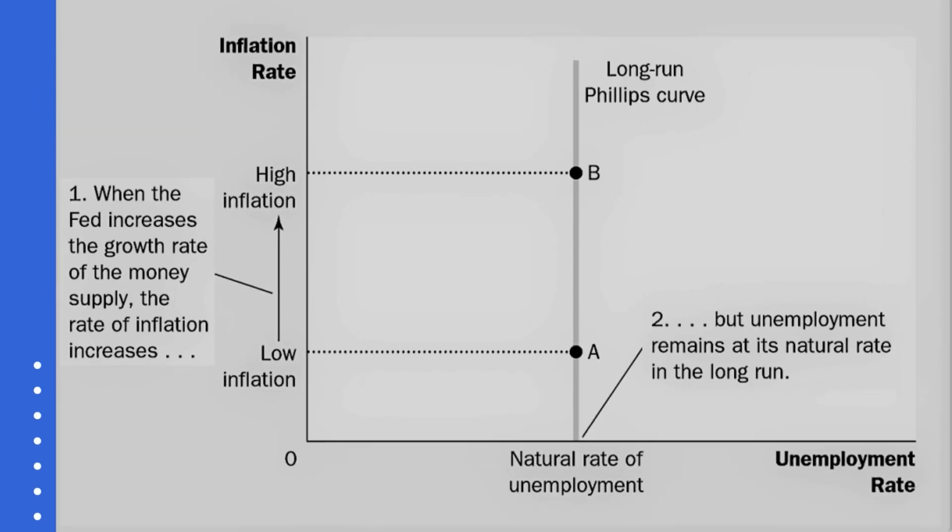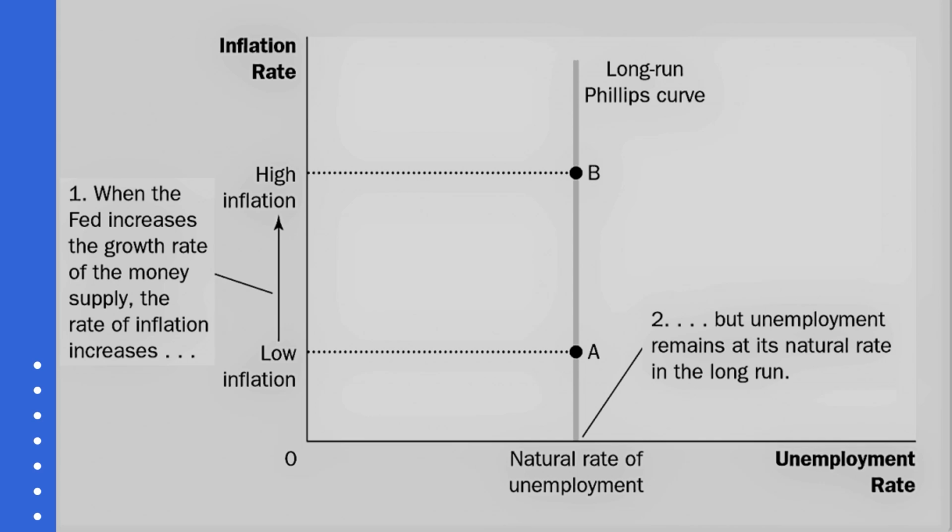Now let's take a deeper look at how inflation and unemployment interact in the long run. These diagrams represent the long-run Phillips curve, or LRPC, which challenges the idea that there is a stable trade-off between inflation and unemployment. What does this curve tell us? Unlike the short-run Phillips curve, which suggests a trade-off between unemployment and inflation, in the long run unemployment always returns to its natural rate regardless of the inflation level.